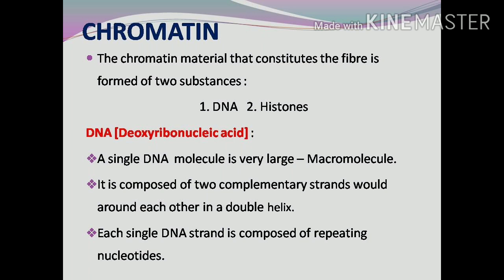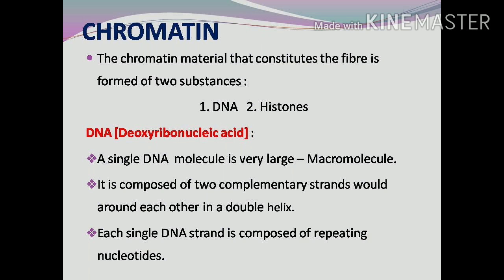Each single DNA strand is composed of repeating nucleotides, which are made up of three components: phosphate, sugar, arranged lengthwise, and a nitrogenous base. The sugar is called pentose sugar, and the other is a nitrogenous base. These three together we call a nucleotide.